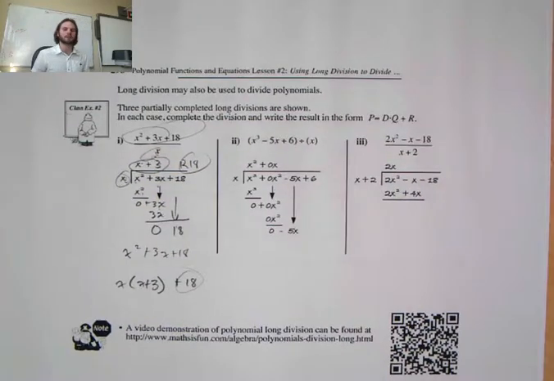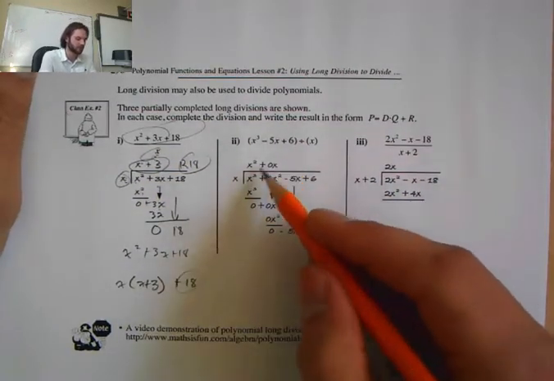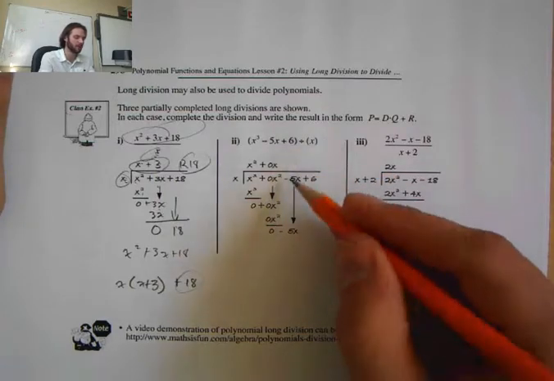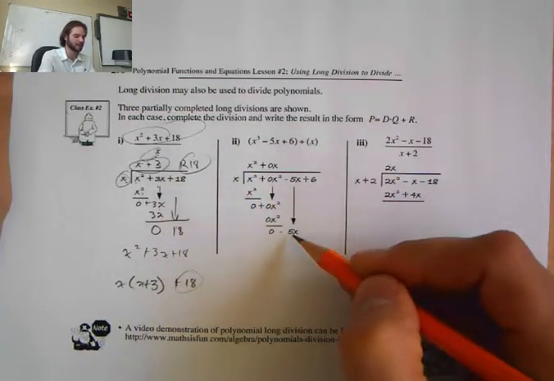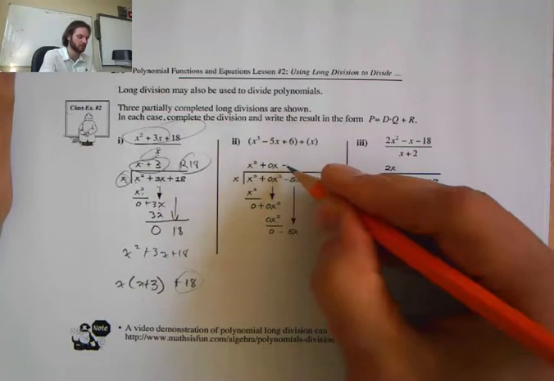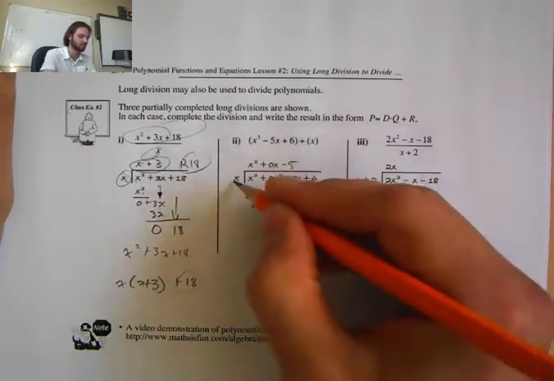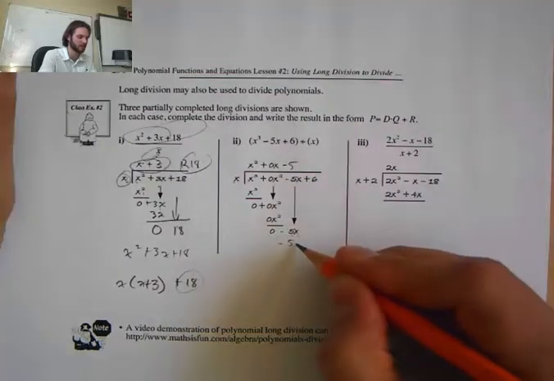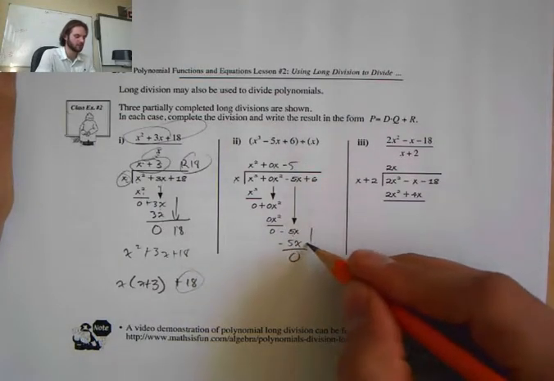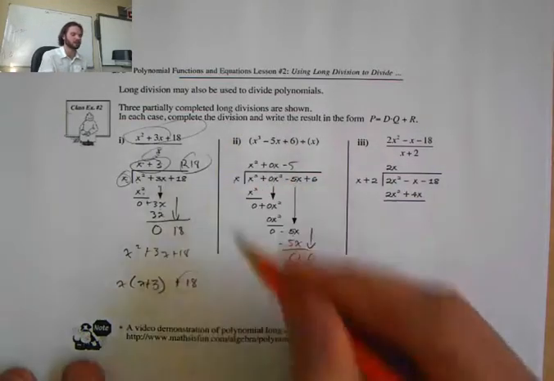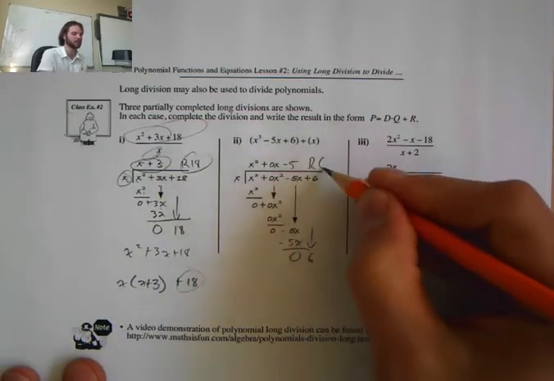Okay? Let's take a look at the next one here. They already did part of it for us. Now they have the 5x. Well, x multiplied by negative 5 gives me negative 5x. Take that away, and I get 0. Bring down the 6. Once again, x cannot go into 6, so I have a remainder of 6.